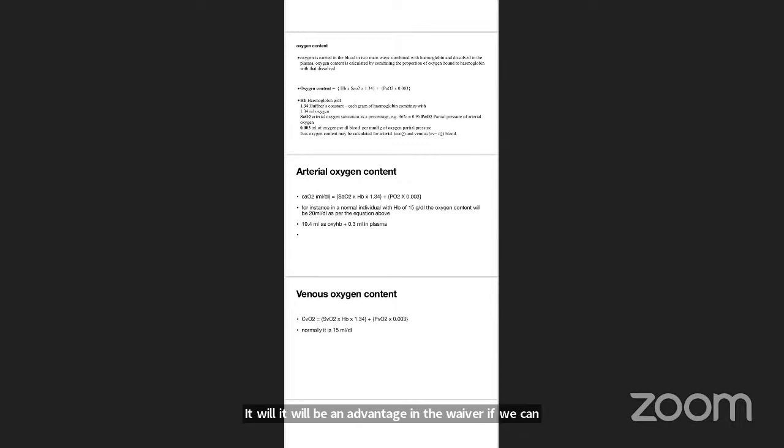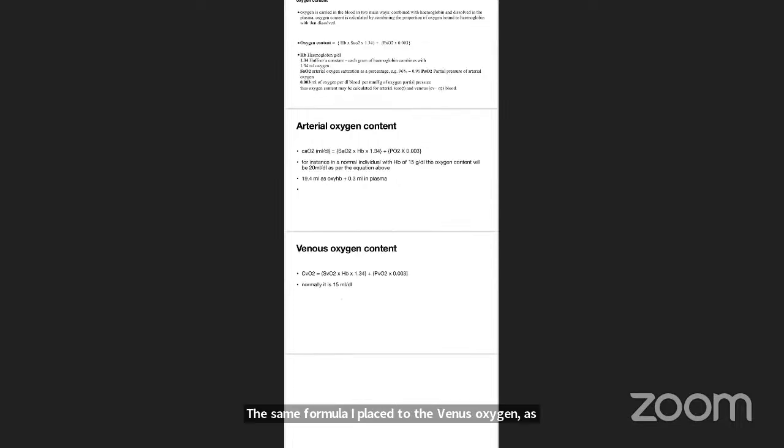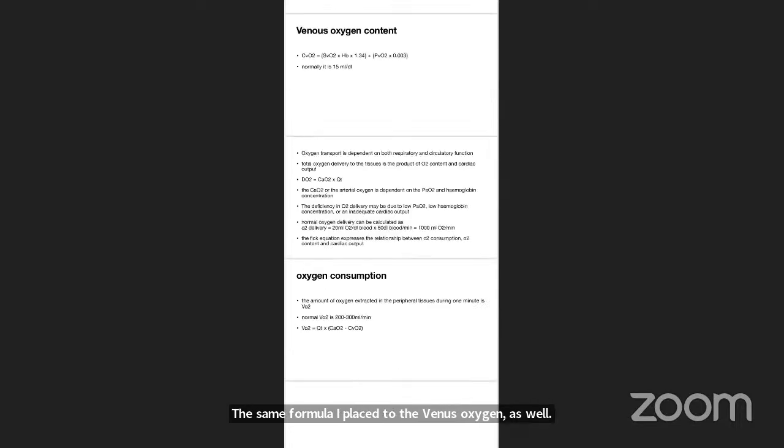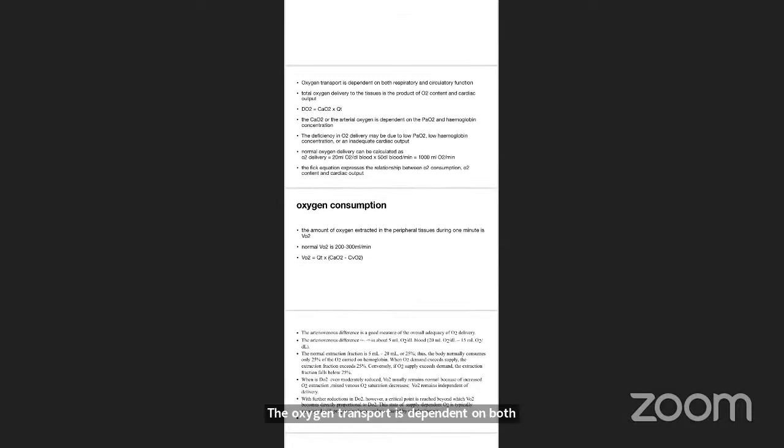Now, arterial oxygen content, or CaO2, as I showed before in the equation. In a normal individual with an Hb of 15, you can work out how much the arterial oxygen content will be using this formula. The same formula applies to venous oxygen as well. Oxygen transport is dependent on both respiratory and circulatory function. So total oxygen delivery to the tissue is the product of the oxygen content and the cardiac output.